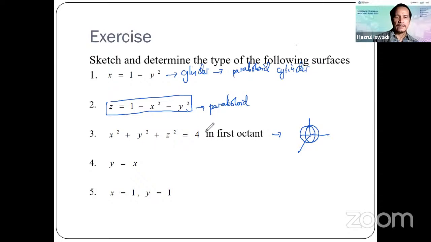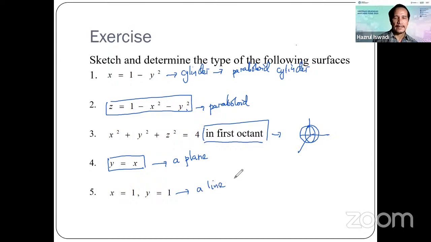So we must make a limitation. This is a cylinder and has a special form. This is a plane, yeah, plane. And the last, this is a line.